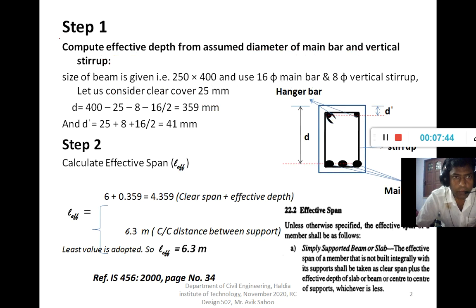So this is step 1. In design the steps are very important. In step 1, first we determine the effective depth from the assumed diameter of the main bar and vertical stirrup.